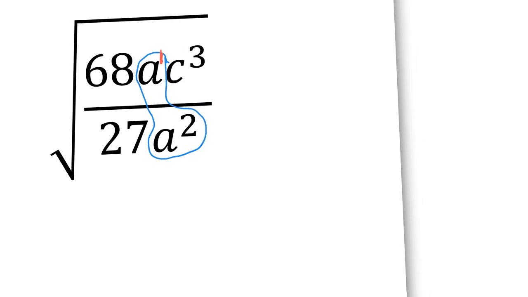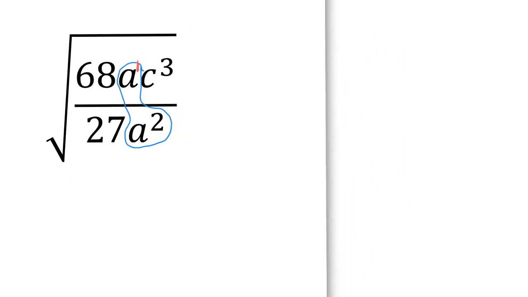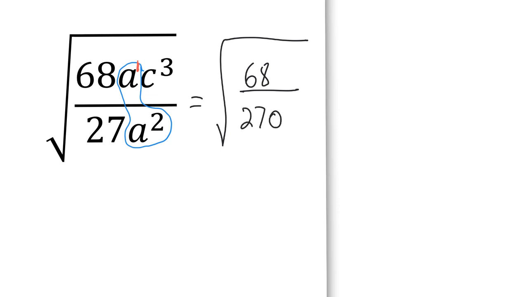So let's just go ahead and simplify the inside of the radical. So I'm going to have 68 on the top, 27 on the bottom. A is on the bottom, and I subtract the exponents. 2 minus 1 is 1. Now, do we need that 1? Nope. So you can erase it if you want. I'm just going to erase it right now. And there it's gone. And the c is on the top of the fraction. So we have c cubed.